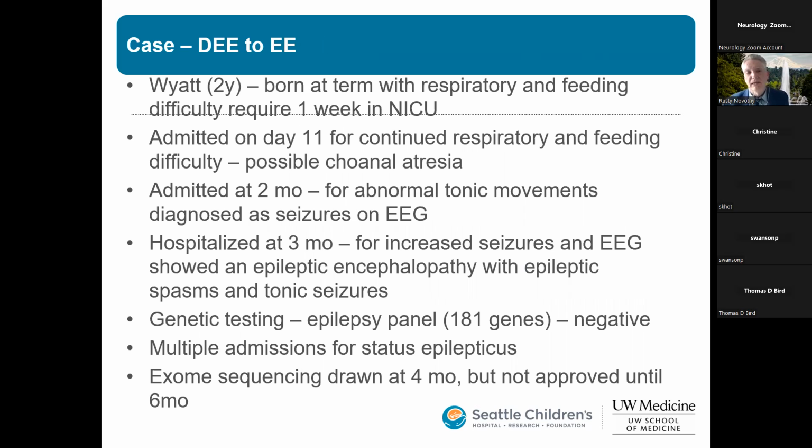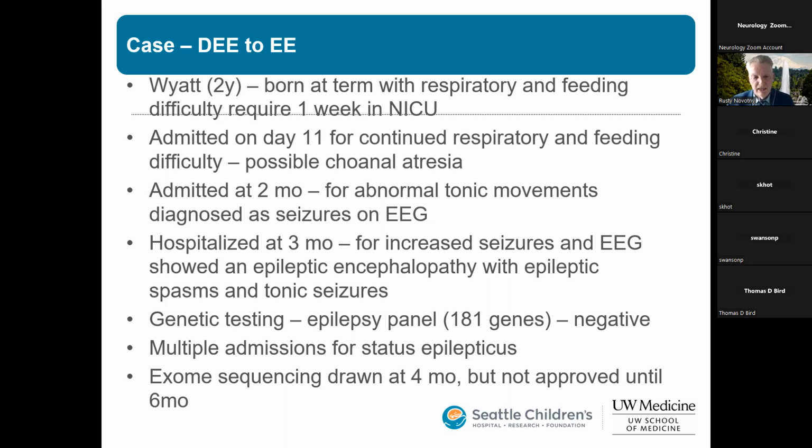And this is a good example of a 2-year-old boy who I saw, who was born at term, had respiratory and feeding difficulties. He was admitted for continued respiratory difficulty, was thought to have choanal atresia, and at 2 months of age he started having tonic seizures that were both focal and bilateral movements. He was diagnosed with seizures based on EEG that were primarily tonic, hospitalized for 3 months for increased seizures, and his EEG showed this epileptic encephalopathy with epileptic spasms and tonic seizures.